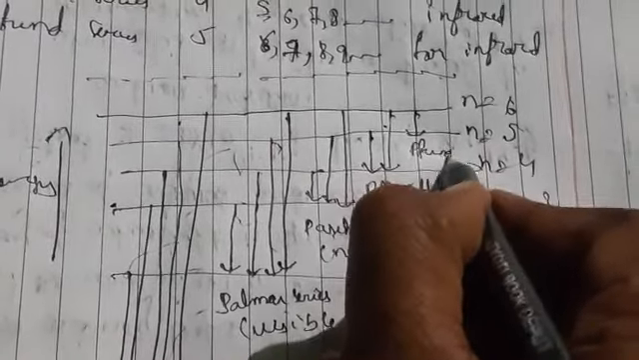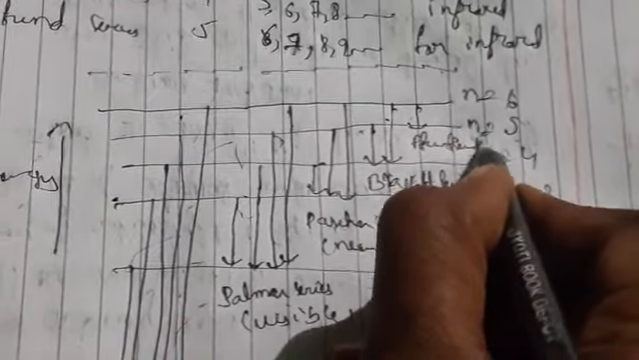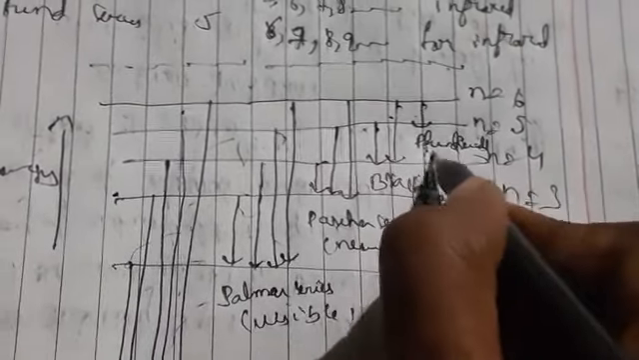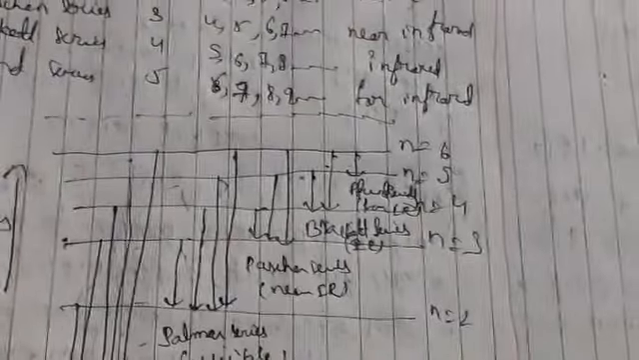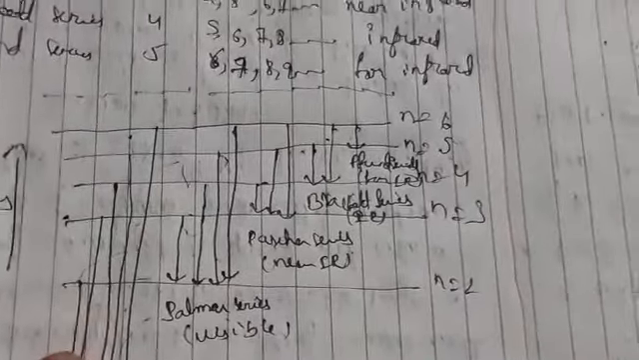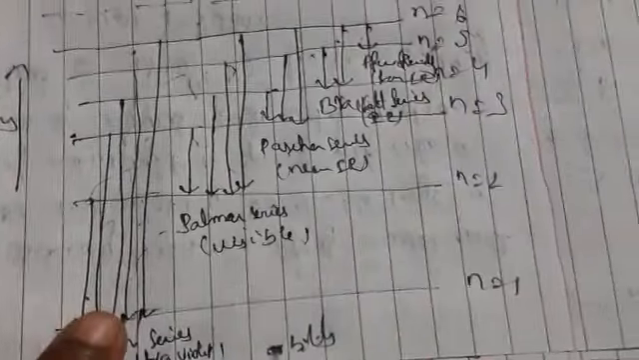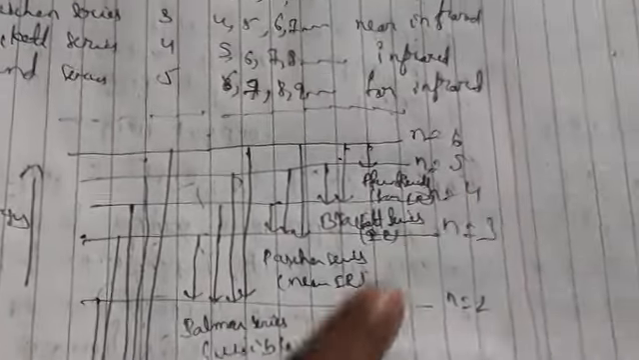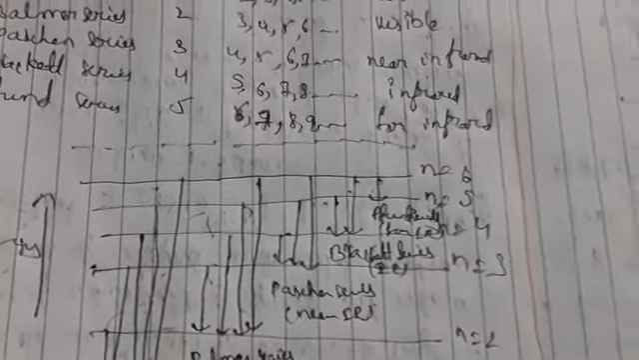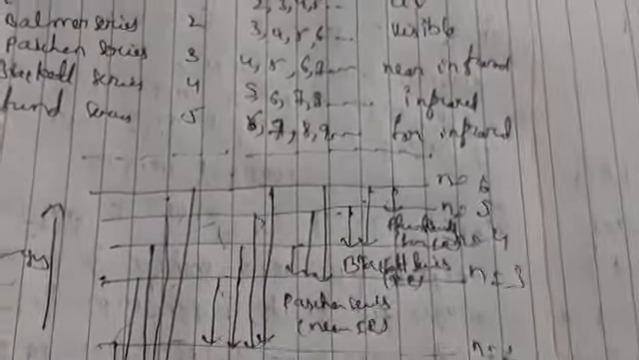So these are the series, and the Pfund is the far infrared. These are the transitions of the electrons of the hydrogen atom. From the hydrogen atom, the transitions are jumping from different higher energy levels to the first, second, third, fourth, and fifth orbits, of the Lyman, Balmer, Paschen, Brackett and also Pfund series.